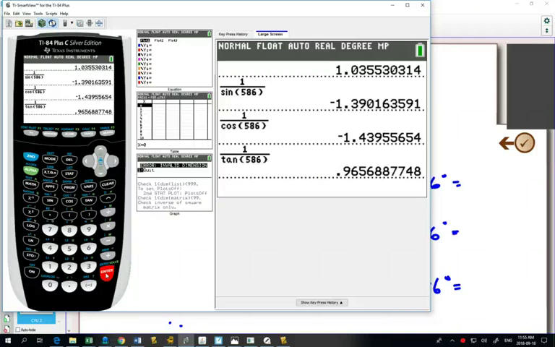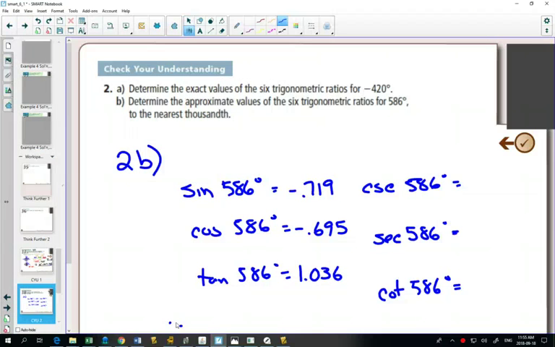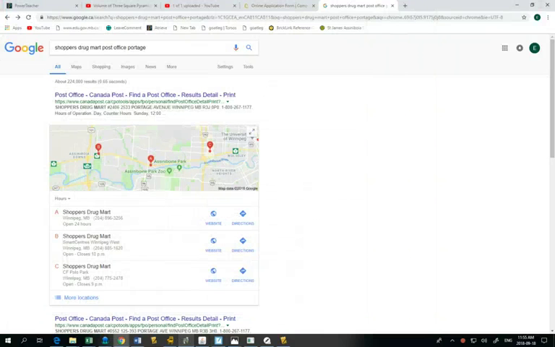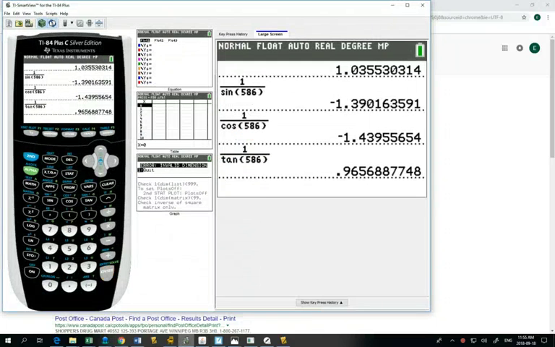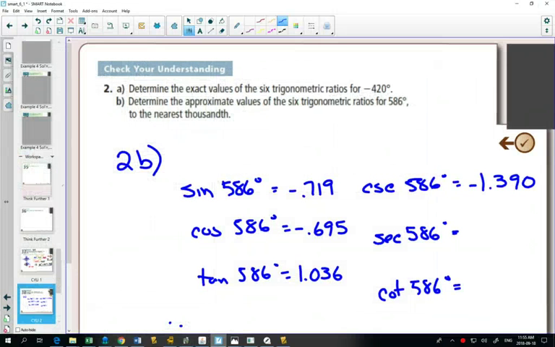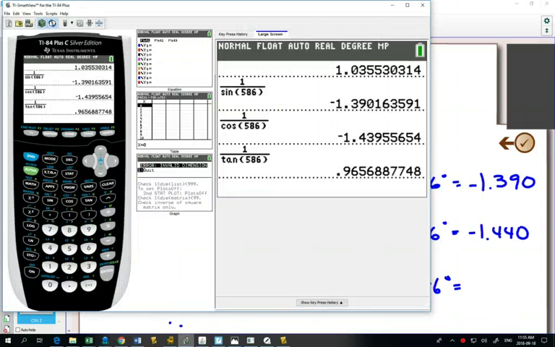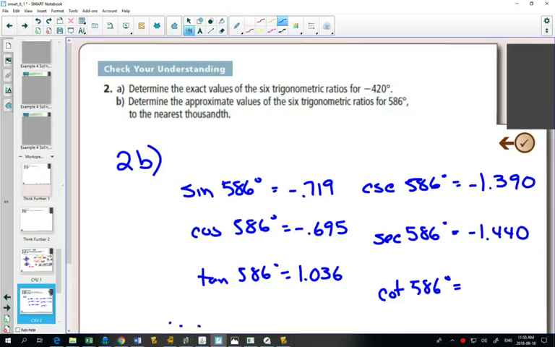Negative 1.390. Whoops. Negative 1.390, negative 1 point. How do I round this one to the nearest thousandth? 1.440. And finally, 0.966.